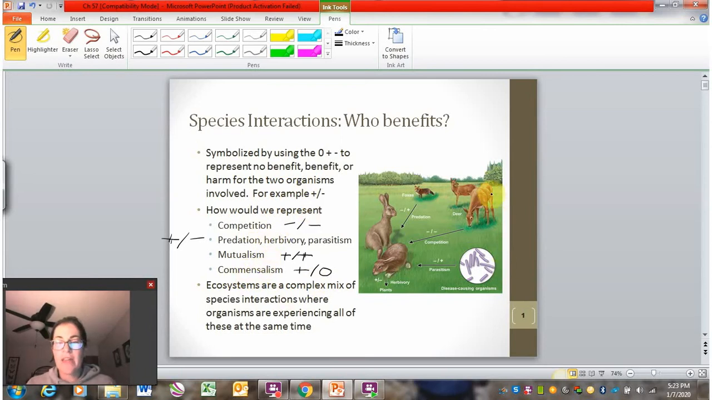When we look at an ecosystem, the members of that ecosystem, the species that are living in it, are experiencing a complex mix of species interactions at any given time. So we might be looking at how a rabbit is experiencing predation, for example, but we always want to keep in mind that a rabbit is also experiencing competition and parasitism within its ecosystem. And so all of those interactions are impacting the rabbit and its population size, for example.